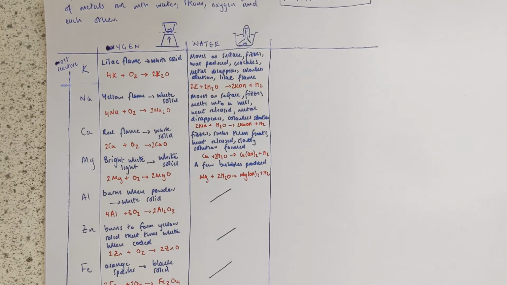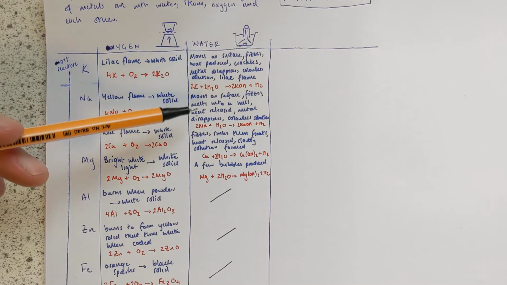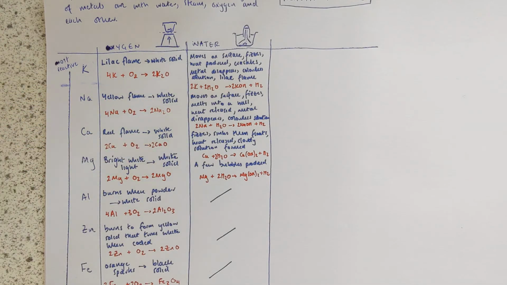In terms of the equations for those reactions, the basic equation is that a metal will react with cold water to produce a metal hydroxide plus hydrogen gas, and you need to be able to convert that into a simple equation as described for each metal in the table.